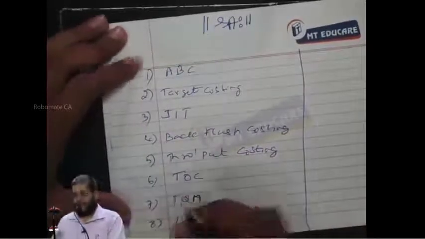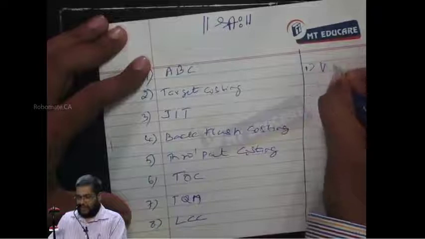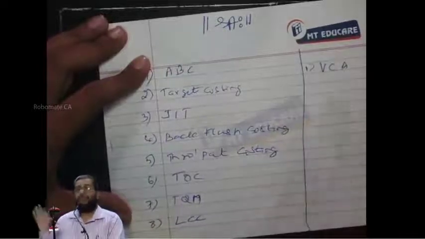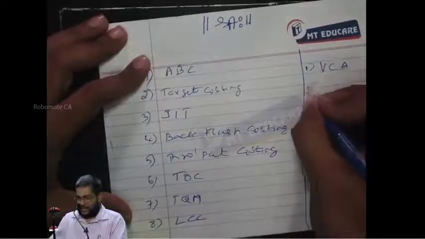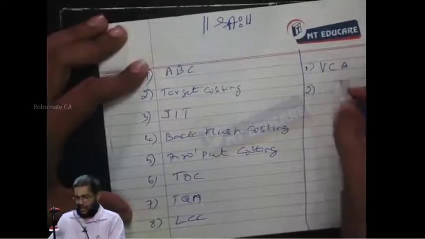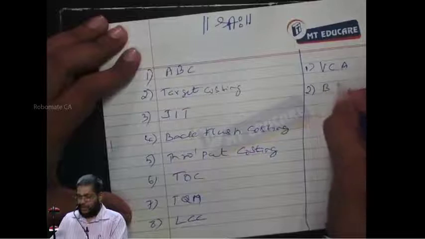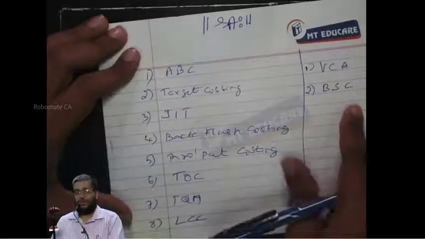Now, apart from this, there is something called value chain analysis, a purely theory area. Next is value chain analysis. There is also something called balanced scorecard.